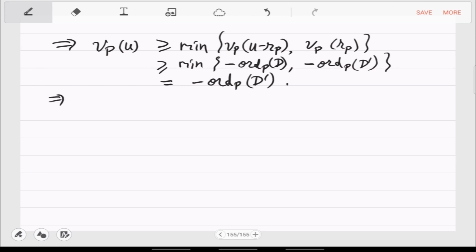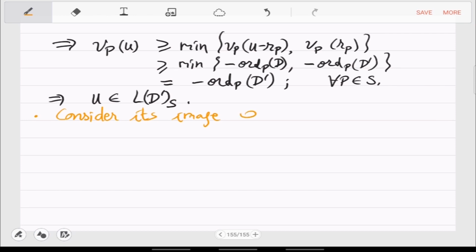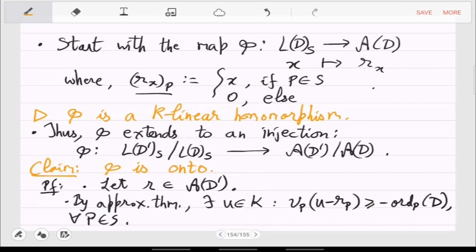So this is true for all P in S, which means that u is a function in L of D prime, S. That is what the approximation theorem has given me, so it's a good preimage. We just take this as a preimage, and let's look at its image. We have to check the image basically. So consider, let's call it Ru. It's a function, so phi sends it to an Adele, Ru is the Adele. All that is left to check is: is Ru equal to R?